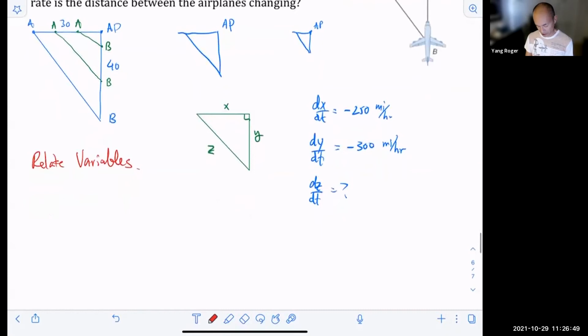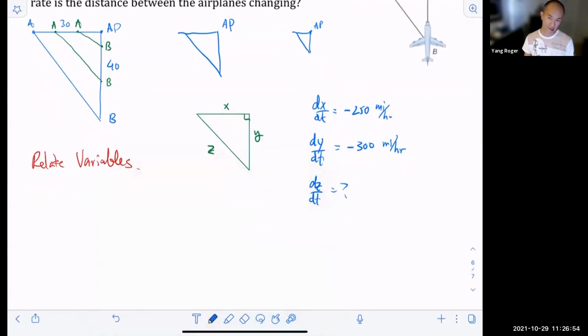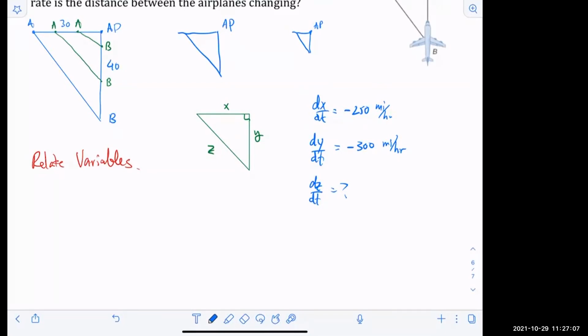Steph, do you see what relationship exists between the variables X, Y, and Z? Yeah. Pythagorean theorem. Pythagorean theorem, that's right. Would you mind telling me exactly what to write, please? Involving X, Y, and Z? I'm not sure if we're supposed to use the 250 or the 30. No, that's a rate. Pythagorean theorem just relates the variables.